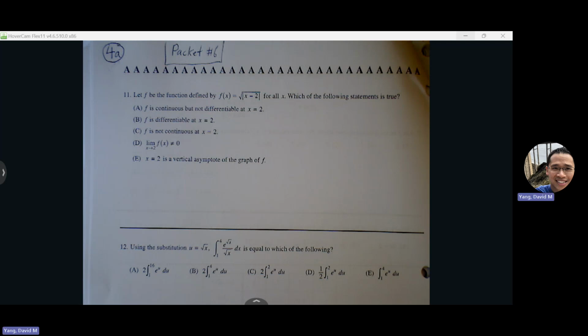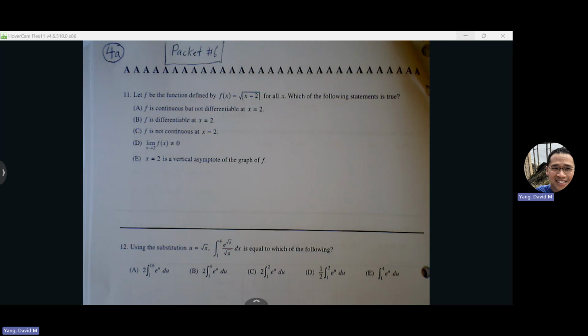Okay, so number 11 on page 4. It says let f be the function defined by f of x equals the square root of the absolute value of x minus 2. Which of the following statements is true? You may be looking at this and not knowing exactly what this looks like. Well, we know what y equals absolute value of x minus 2 looks like, right?